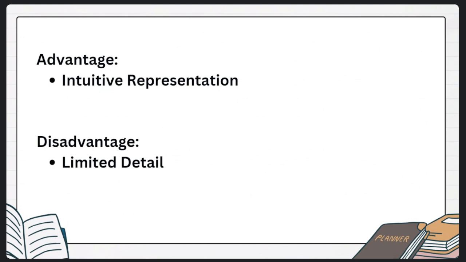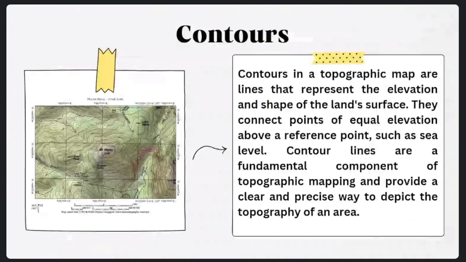Next, we have our contours. Contours in a topographic map are lines that represent the elevation and shape of land surface. They connect points of equal elevation above a reference point, such as sea level. Contour lines are a fundamental component of topographic mapping and provide a clear and precise way to depict the topography of an area.